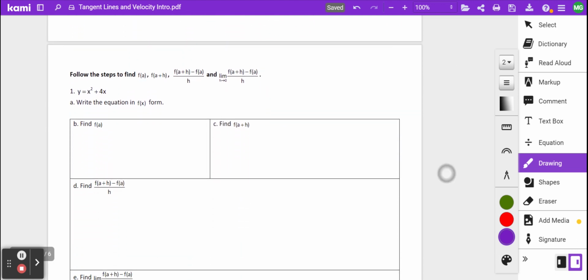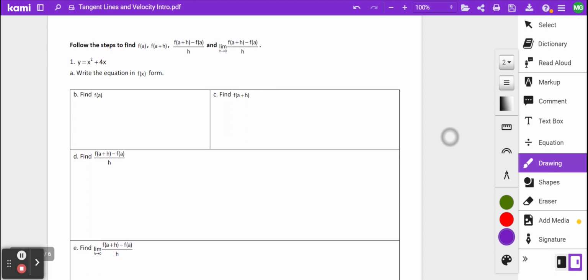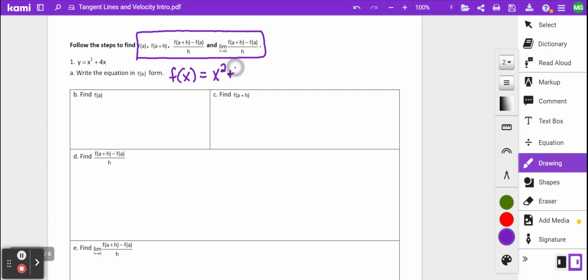Okay, so let's get down to business here. You have used some of these skills already. You've seen some of this, but we're going to be putting many, many things together today. So first of all, we're given a function. We know this to be a parabola. If we're going to put it in function notation, all that means is to swap out the y for an f of x. So our function is now in function notation.